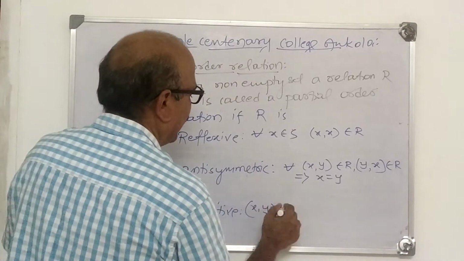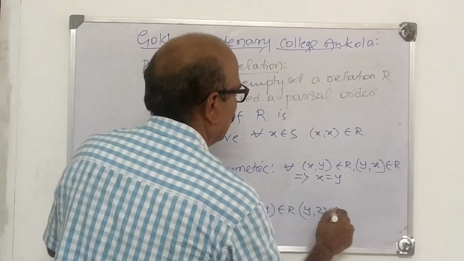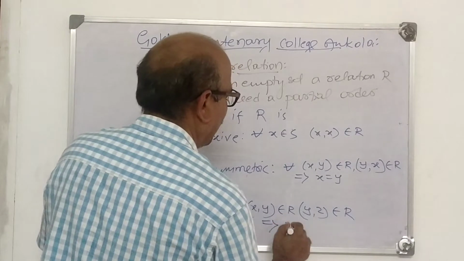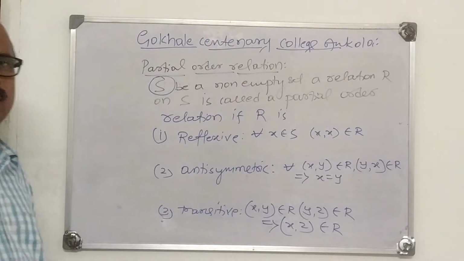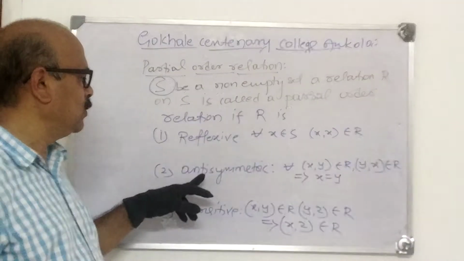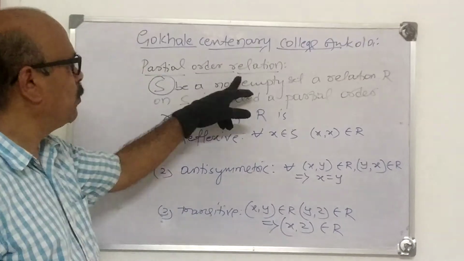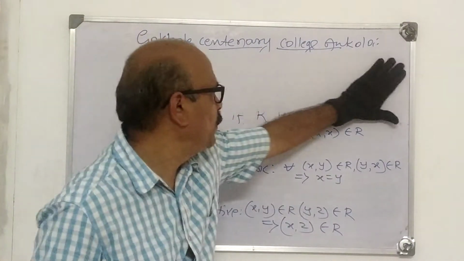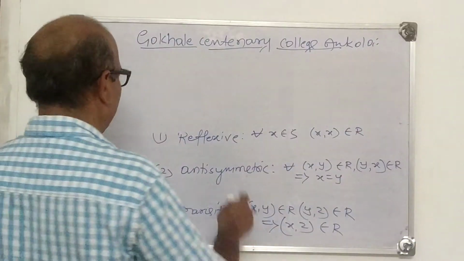Transitive means: xy belongs to R, yz belongs to R implies xz belongs to R. Then it is called transitive. So if the relation is reflexive, antisymmetric and also transitive, then it is called a partial order relation. Now I give an example for this partial order relation.